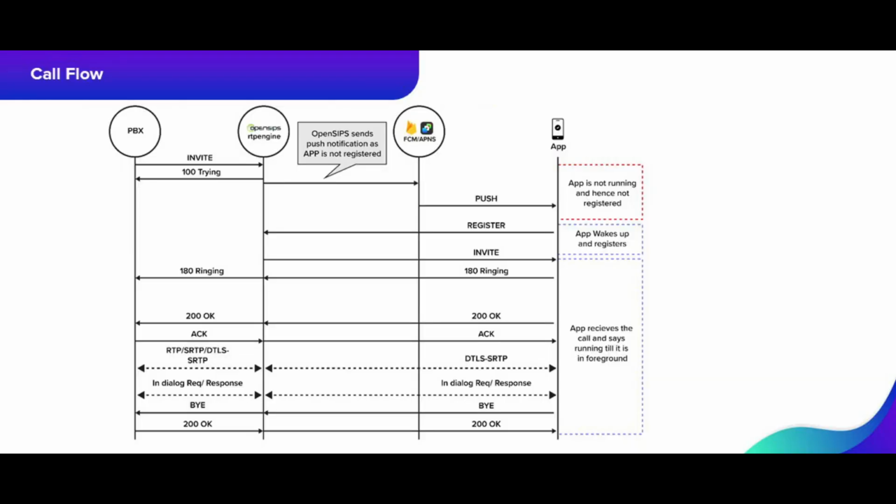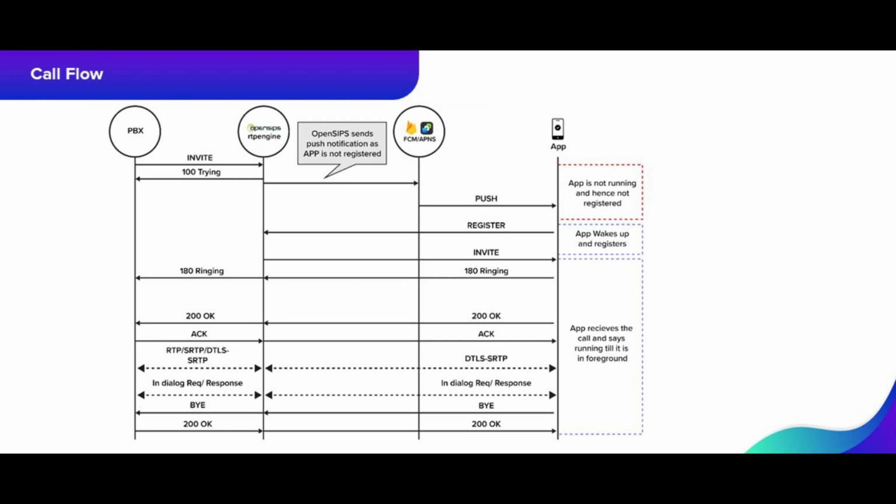So this picture shows the incoming call flow. On your right hand side, you can see the state of the application, in which state the application was and at what point of time. As you can see, the PBX sends an invite to OpenSIPS, and at that point of time the application is in killed mode, so it cannot receive the invite. OpenSIPS recognizes that and sends the push notification depending on the type of the application. If it is Android or iOS, it will use FCM or APNS.